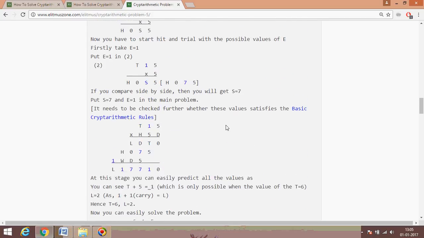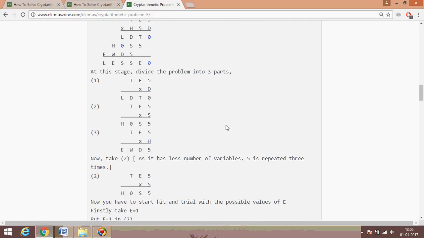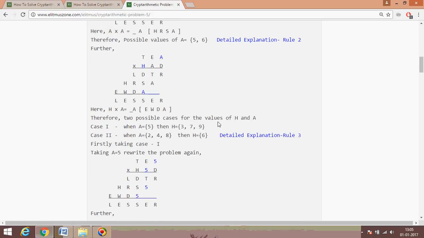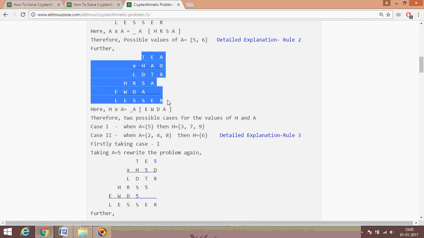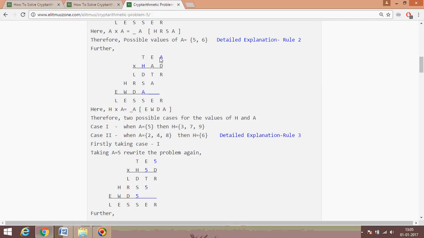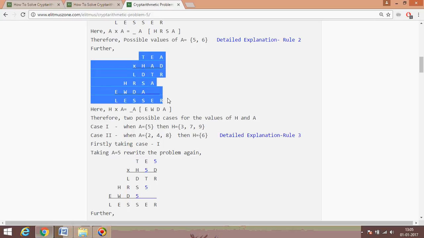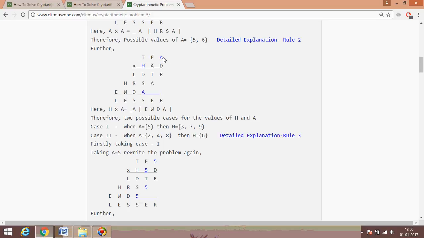We have one more way to solve this same problem, so I will explain that one. In this case we have proceeded with the possible value of R equal to 0. This is the second way to solve the problem. Here you can see that H cross A is coming as A. This one I explained already. You have one more different clue: H cross A is coming as A.